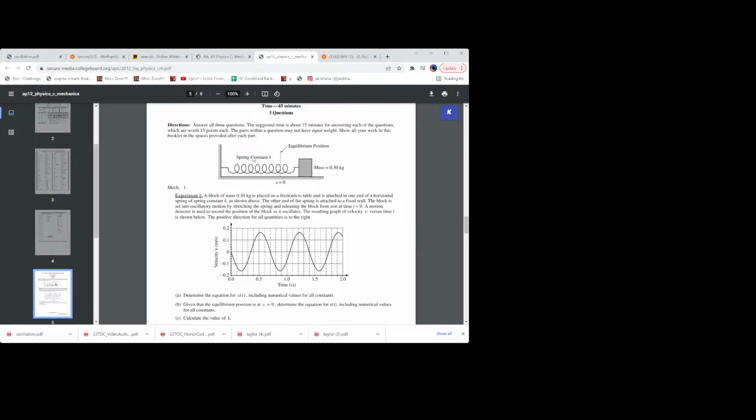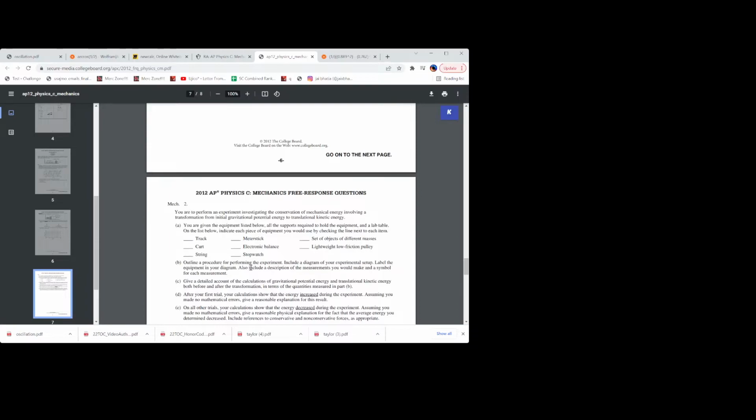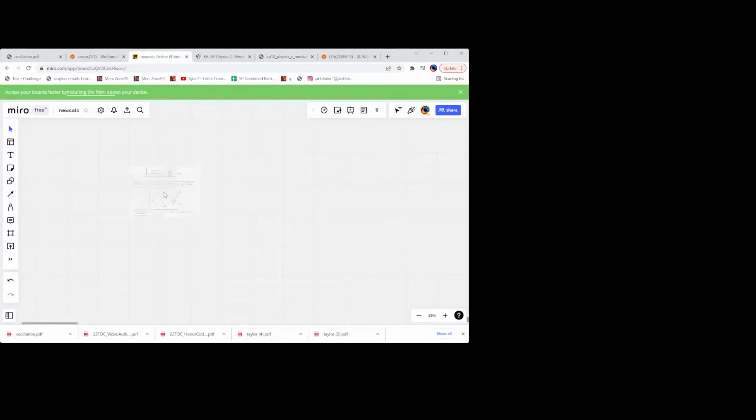Okay, determine the equation for v of t. What do they give us? Oh, this is v of t. What? That's so stupid. Okay. Given that the equilibrium... Please tell me there's more. Okay, good. Swear, bro, if they sold me with a 3-part question after not seeing a single oscillation for like 10 years, I would kill myself. Okay, let's see.